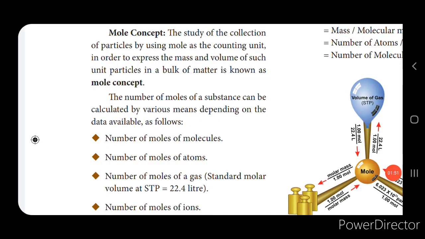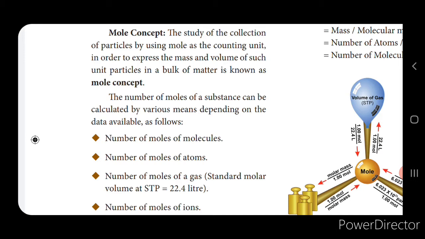So what is this 1 mole? 1 mole is always compared with the carbon-12 isotope. So the number of particles that is present in carbon-12 isotope is the number of particles that is present in 1 mole. And this number of particles present in carbon-12 is determined experimentally, and this is done by a scientist called Avogadro. So the number is named after the scientist, which is called Avogadro's number.